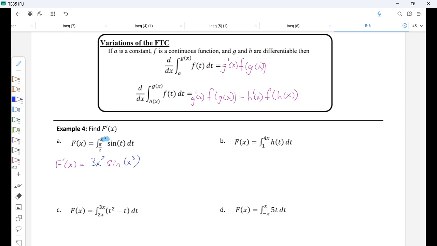Letter B, I don't know what my function is. It's not sine of t, it's h of t. That doesn't matter. F prime of x. Yes, 4 times h of 4x. Sorry, I have to change colors. So it's going to be 4, because that's what we do chain rule on. And then the h of 4x, because we plug those bounds in. Just trying to color code that quickly. Boom. And the blue shows what changed.